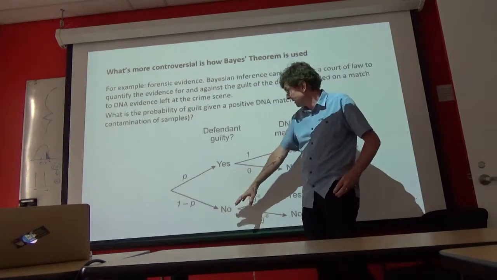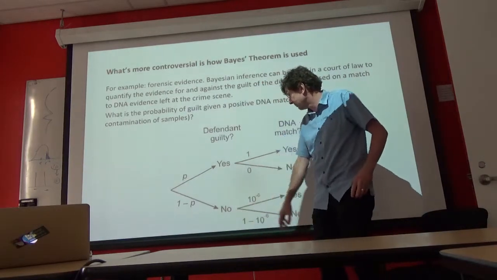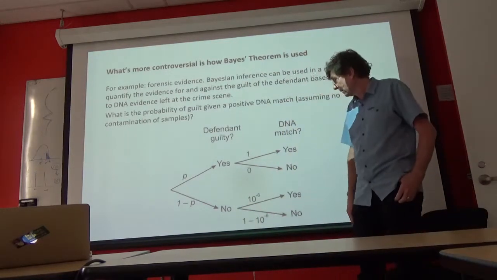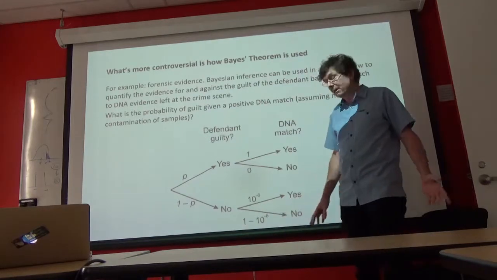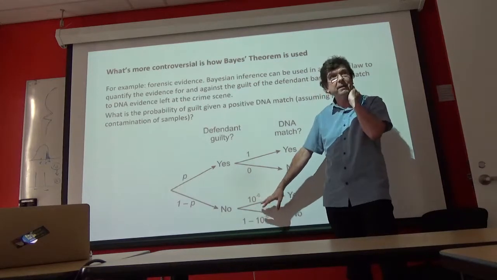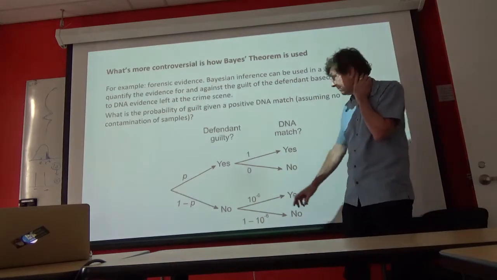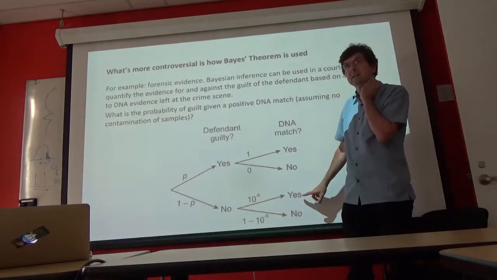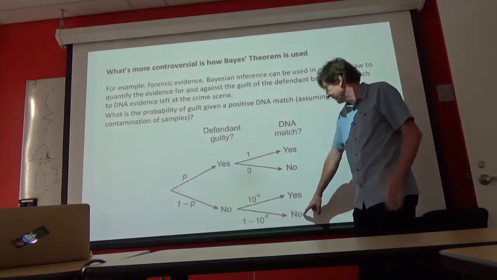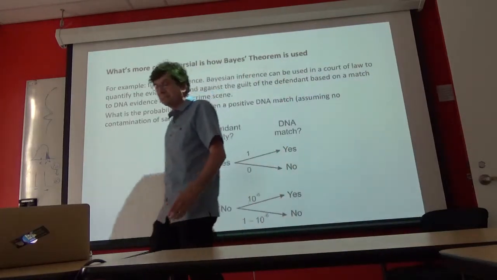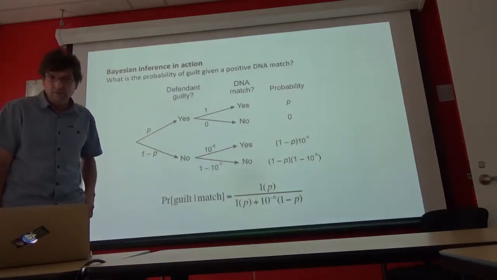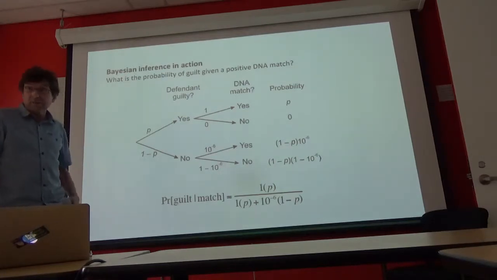And so the real question that concerns us is, what's the probability of a positive match if the defendant is not guilty? Let's just say, for the purpose of this example, that it's just 1 in a million. It's incredibly small. If the defendant is not guilty, there's only a 1 in a million chance that the DNA test will be positive. And 1 minus 1 in a million is the probability that the test will not be positive.